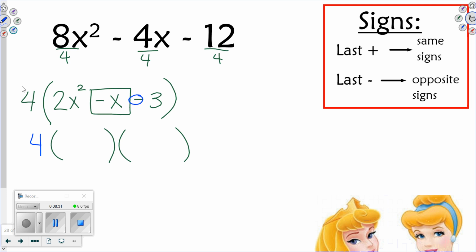All right. Last one's negative. What are your signs? Opposite, meaning one's a plus, one's a minus. Options for A?